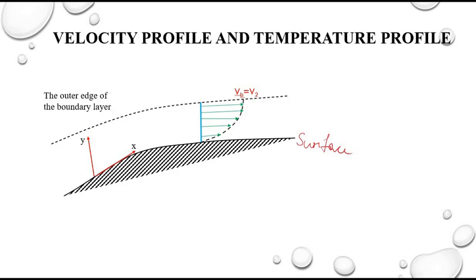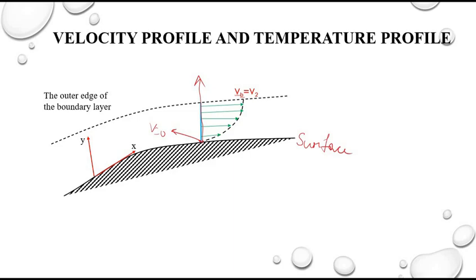Now, at the surface, as we saw, velocity will be 0, correct? And this is due to the no slip condition. So, as we see, there is a continuous increase in velocity in the y direction. This is our x direction and this is our y direction. So, as I move along the y-axis, I see that there is an increase in velocity taking place, by the time we reach the outer edge of the boundary layer.